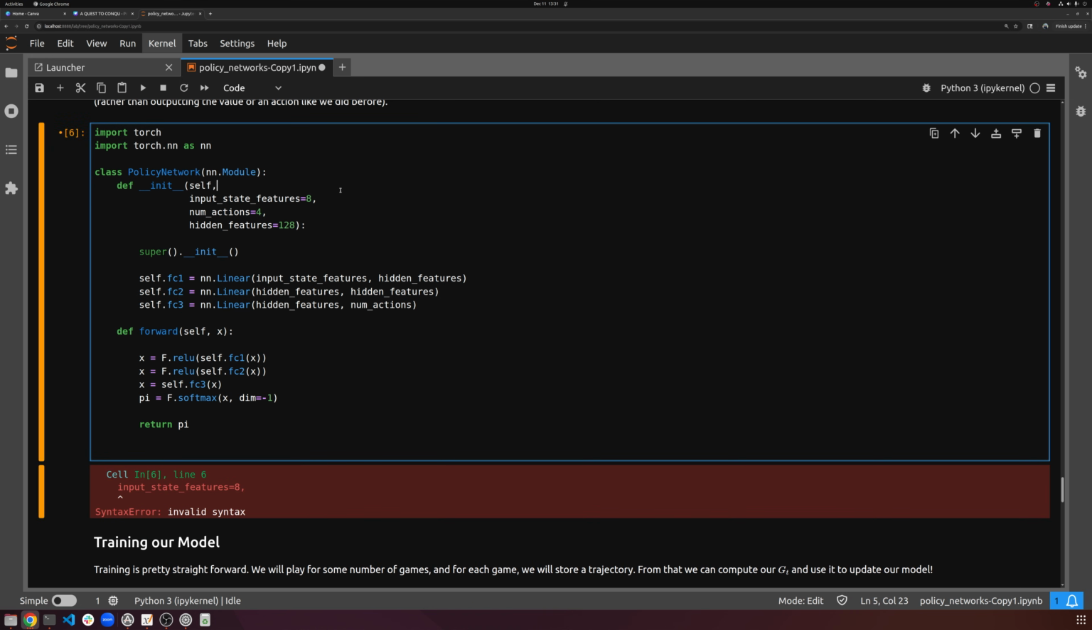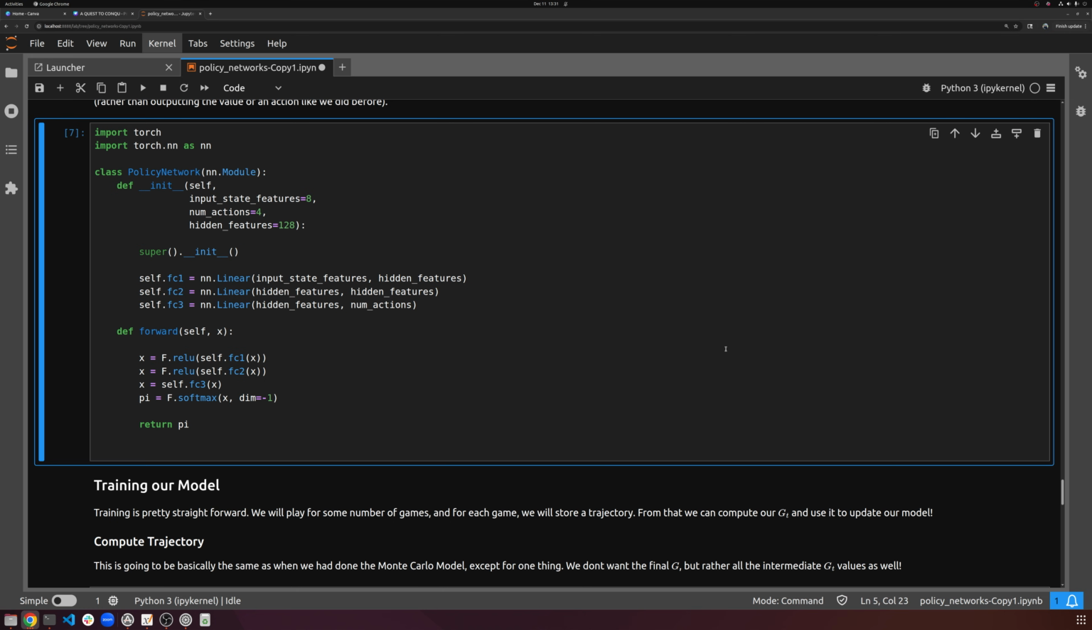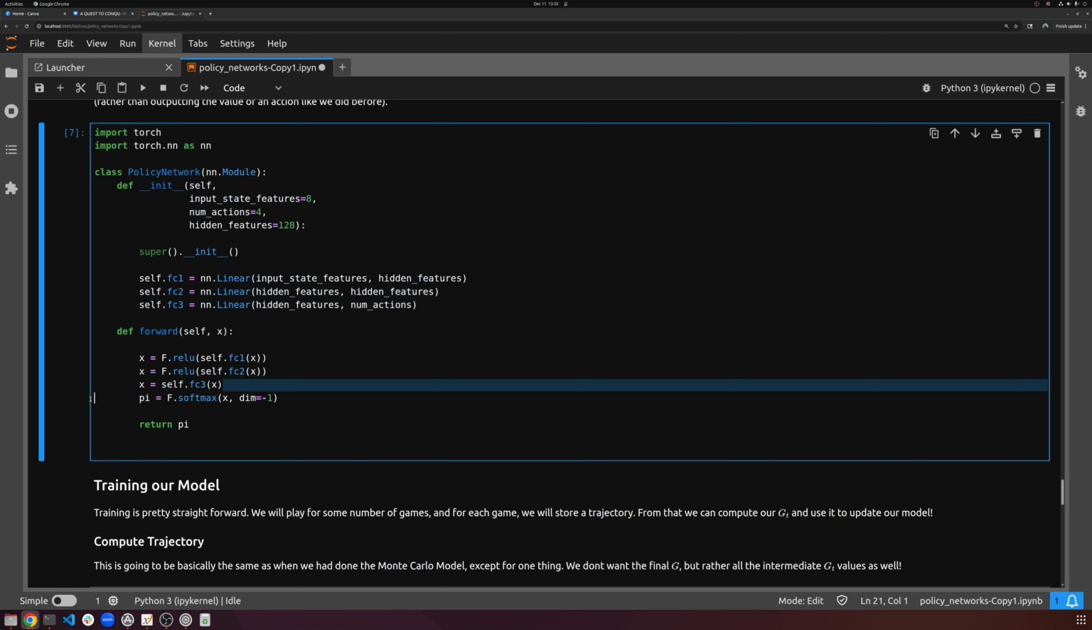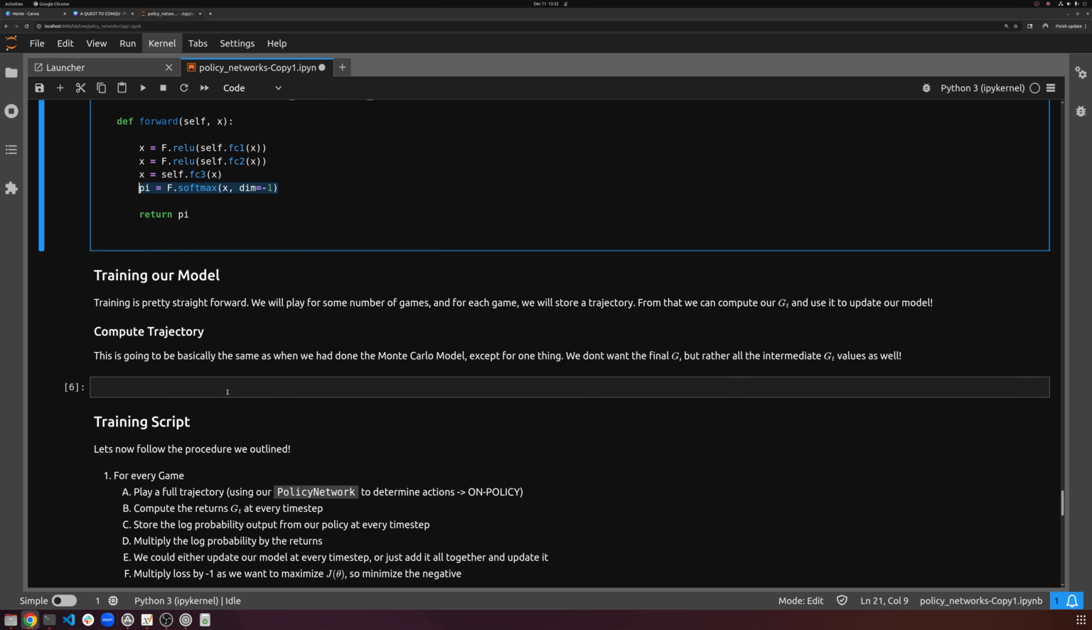Did I miss a comma? There we go. All right. Very simple, right? It's the standard. It looks just like the networks we've written earlier. It's just now we add this extra softmax because we're not estimating some value like the Q value. What we want is the probability of the different actions. And there we go.